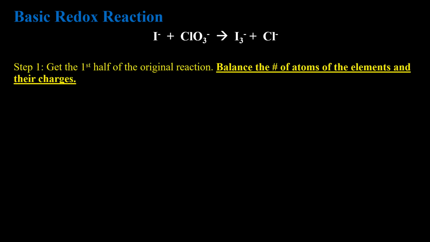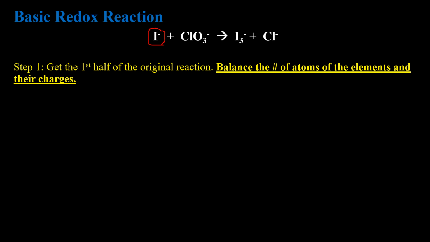Okay, so the first step in balancing a basic redox reaction is to get the first half of the original reaction. And then you balance the number of atoms of the elements and their charges. For me, I will start with the substance with no oxygen first. Or others would also begin with the first substance seen in the equation. So in this case, it's the iodine atom.